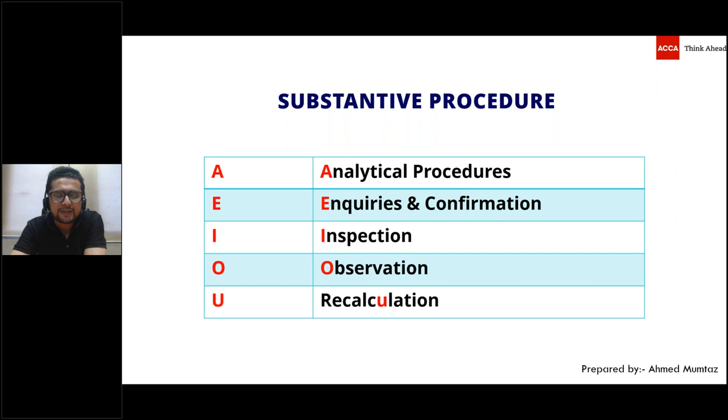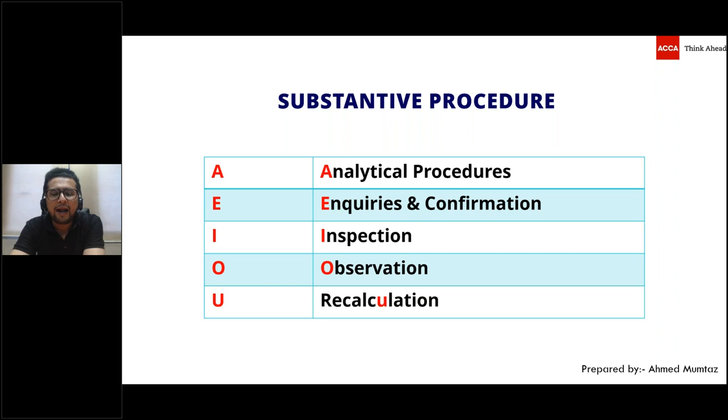Okay, what about the second substantive procedure? Within that AEIOU, the second one is called E for inquiries. Now, what do I mean by inquiries? As an auditor, it's my fundamental right to inquire. But I mean, well, I am going to inquire, but who's going to answer me? Well, the auditor would inquire from the management. So when it comes to inquiries, it's all about the management. We are going to inquire from the management and we are going to seek explanations. We are going to raise concerns, questions, and we are going to seek answers from them. So this is what we call inquire. Okay, and I expect them to answer me, obviously. Inquiries and confirmation.